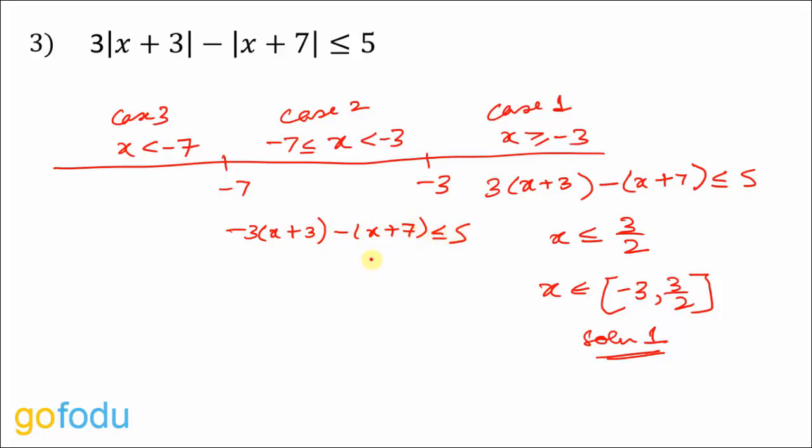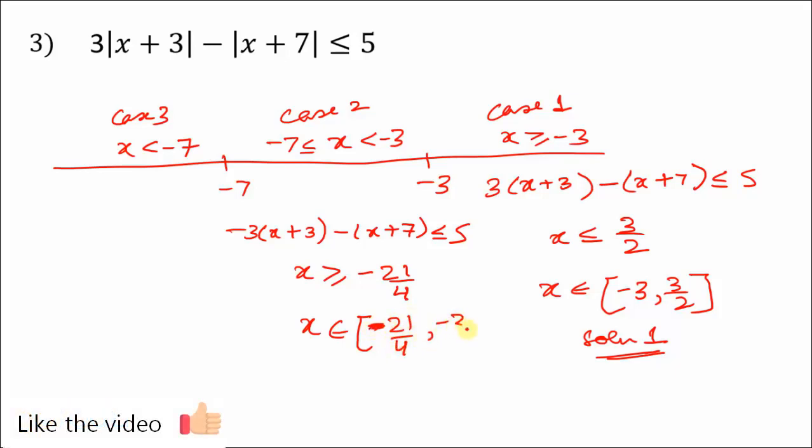This will give x is greater than or equal to -21 upon 4. This is our solution. Take its intersection with condition 2 and obtain the solution 2 as x belongs to -21 upon 4 comma -3. This -21 upon 4 is included as we have an equal to sign here. -3 is not included as we have less than sign only.